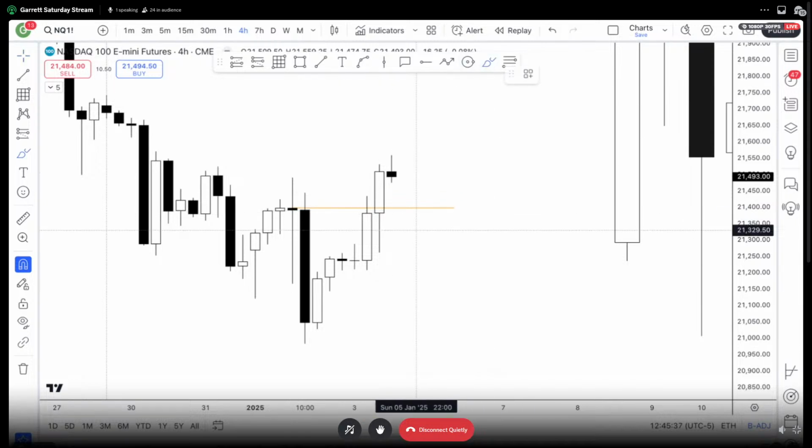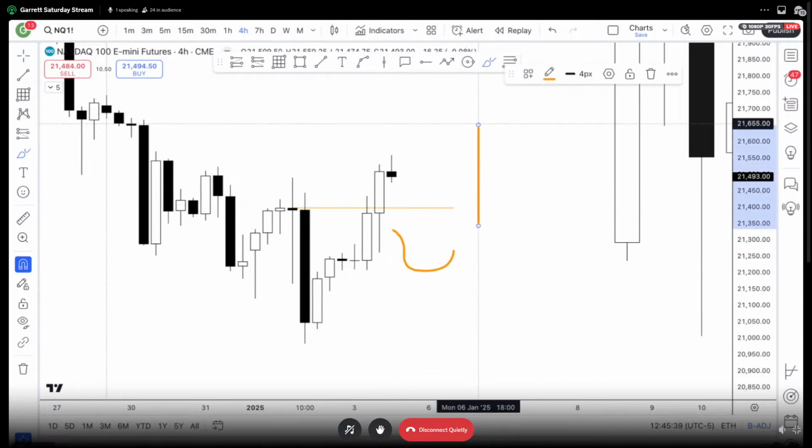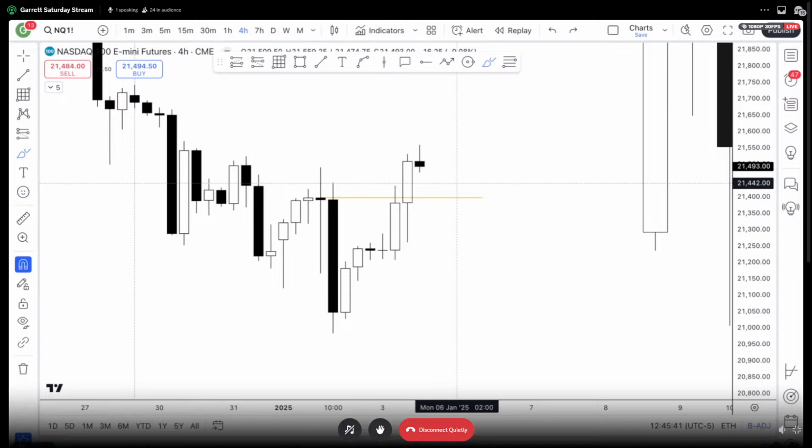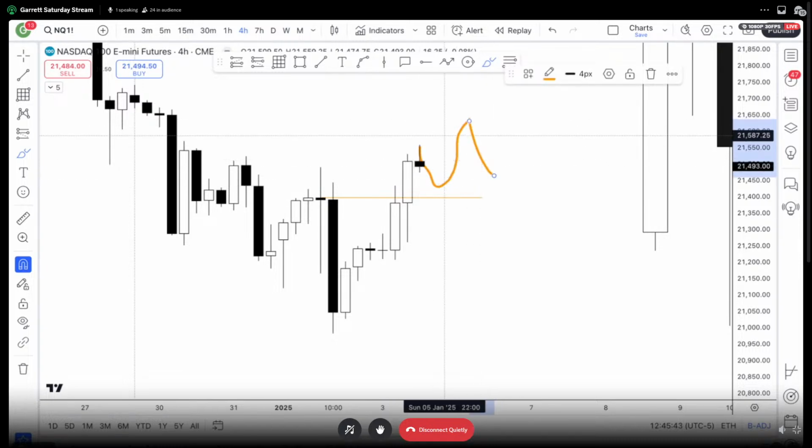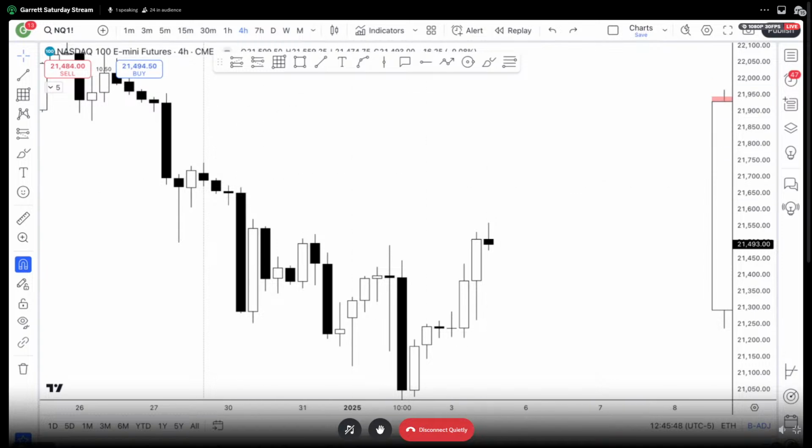We form a protected low in this area. Well, I expect Tuesday to expand. But if we do something like this, expect Tuesday to expand lower. We're just gonna have to let it develop.